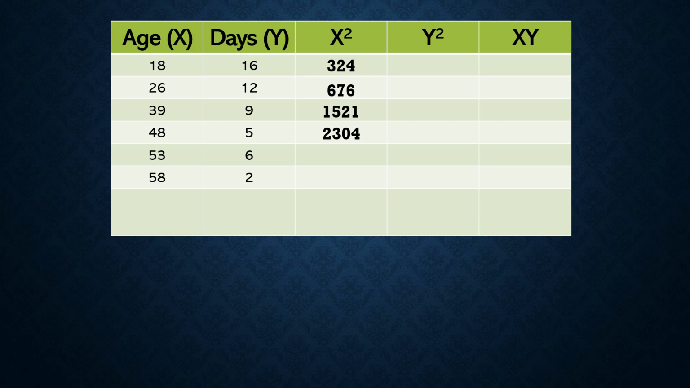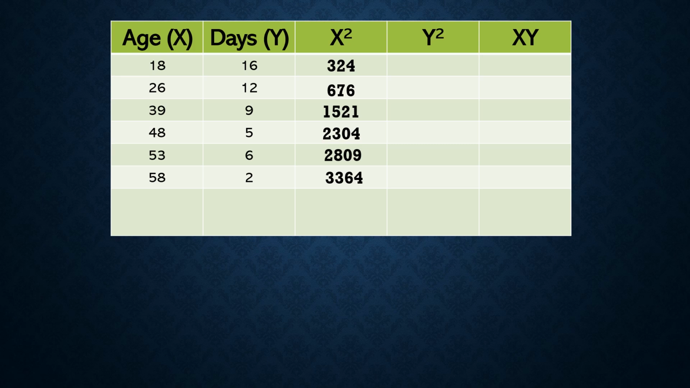Next is 53. 53 times 53 is equal to 2,809. And then we have 58. 58 times 58, we have 3,364. We already completed all the values for the x squared column.